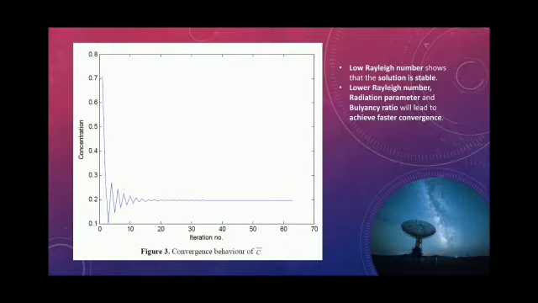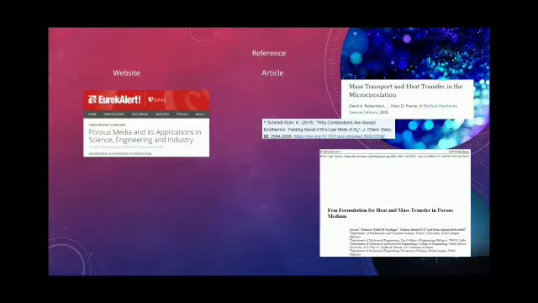Basically, the graph shows that a low Rayleigh number means the solution is stable, and a lower Rayleigh number, radiation parameter and buoyancy ratio will lead to faster convergence, which means that with a lower Rayleigh number, the mass and heat transfer in the porous medium becomes more rapid. So this is the reference for this subchapter. Okay, that's all for this chapter.